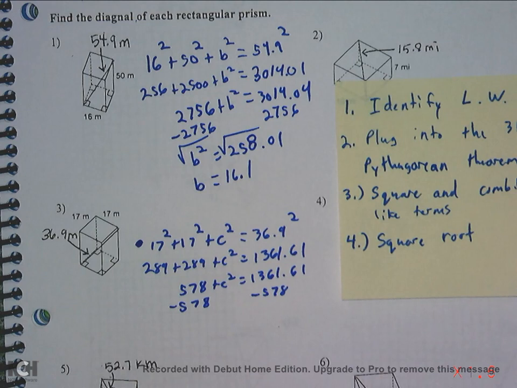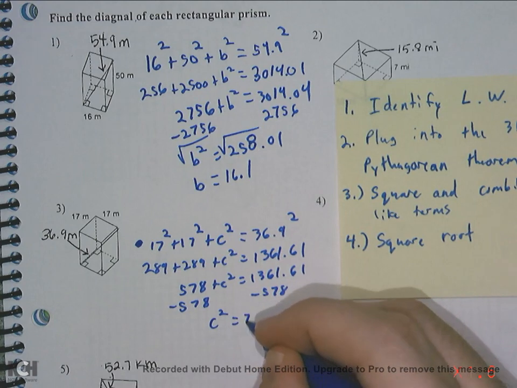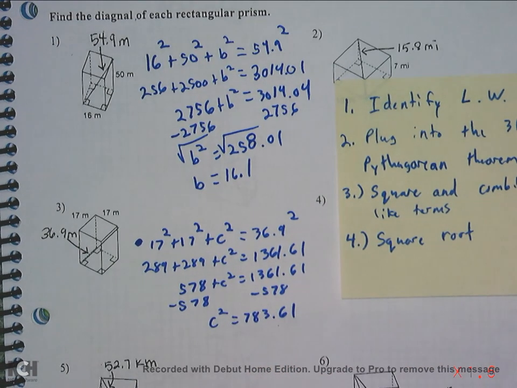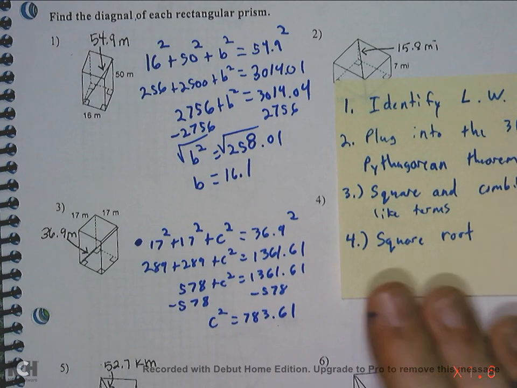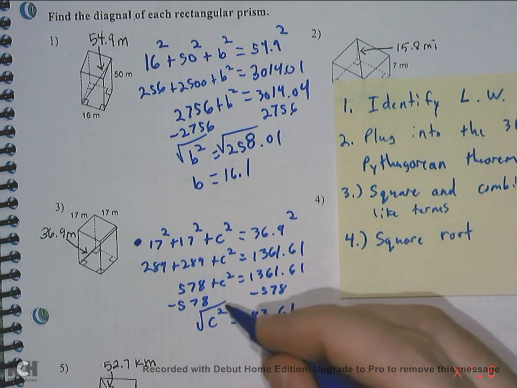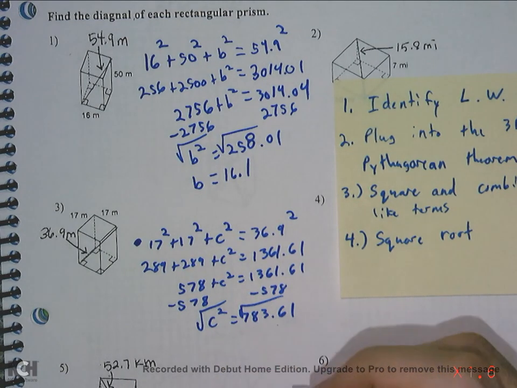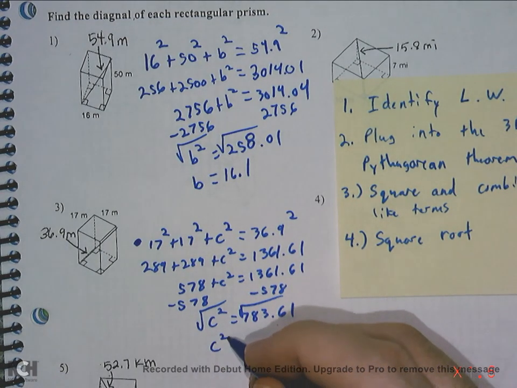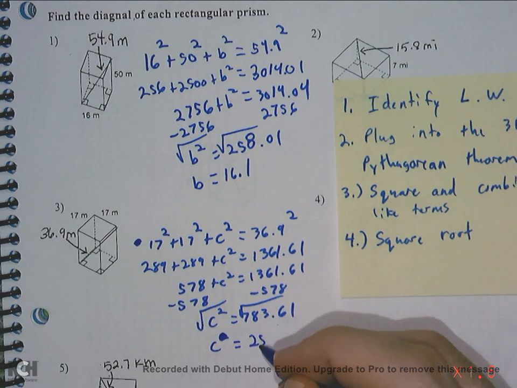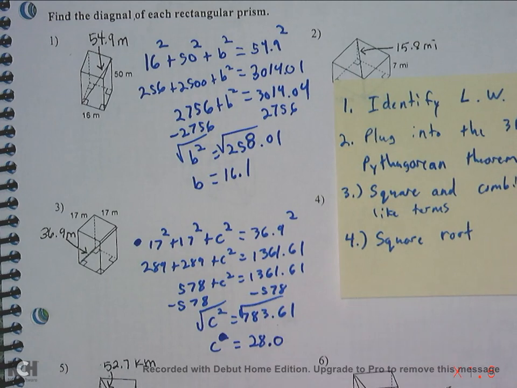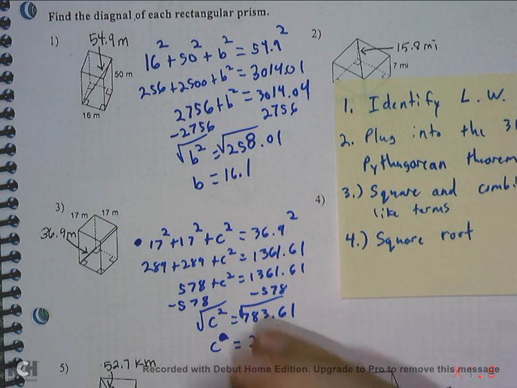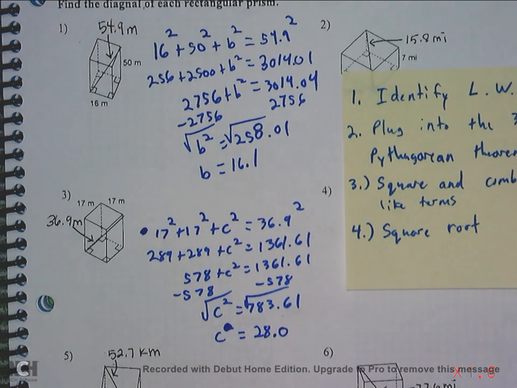So 1,361.61 minus 578 is going to be 783.61. Now again, our last step here is going to be to square root. So we square root both sides, and the square root of 783.61 is 27.99, which would actually round to 28. Okay, and that would be my final answer. And that's all you're doing for the 3D Pythagorean theorem.